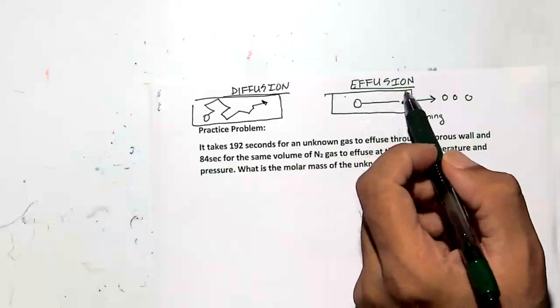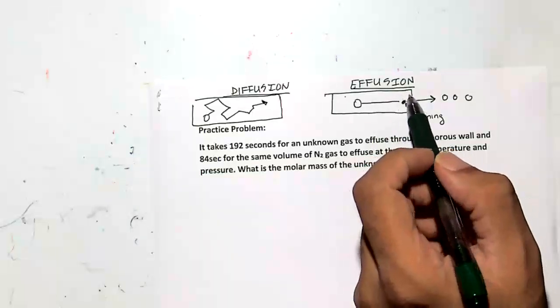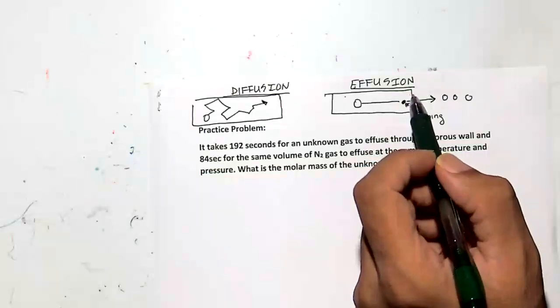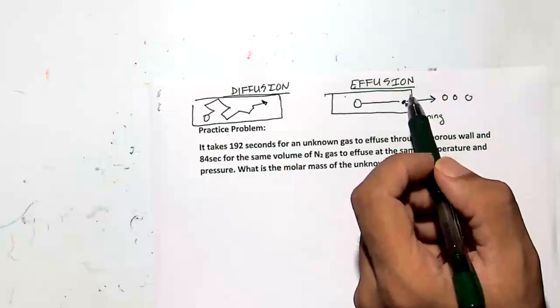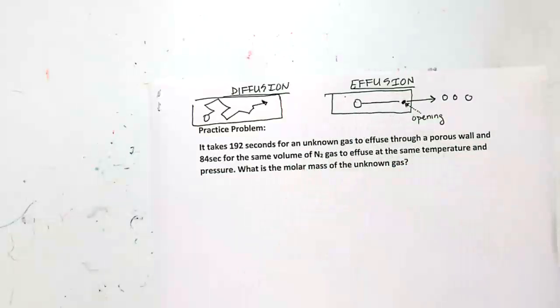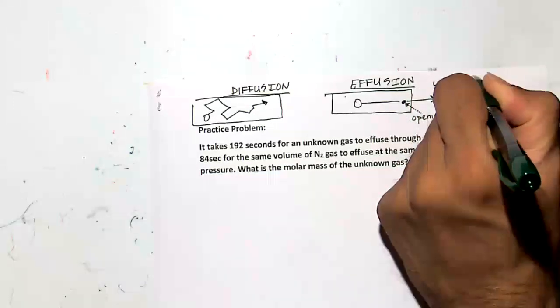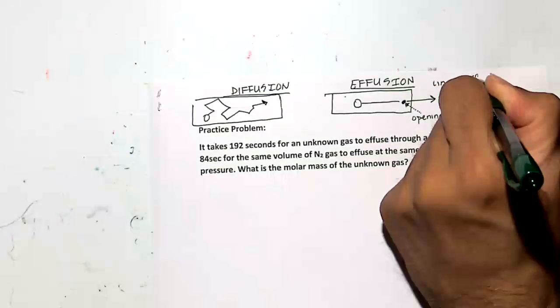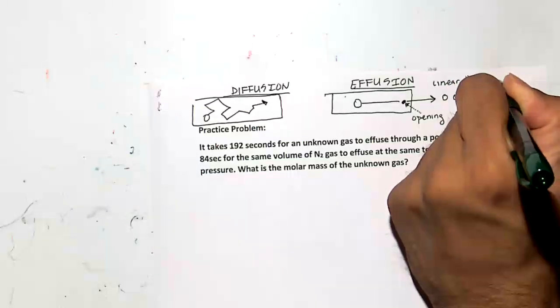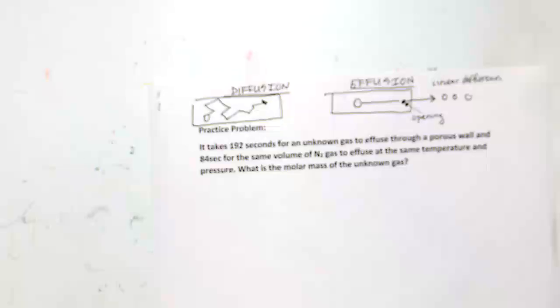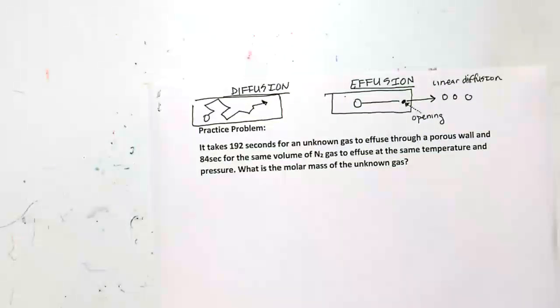Make sure the opening is big enough for the gas to go through. If the opening is too small, the gas can't go through. So the pore or the opening should be large enough so that the gas can come out. It will come out in a straight line. So that is what effusion is.